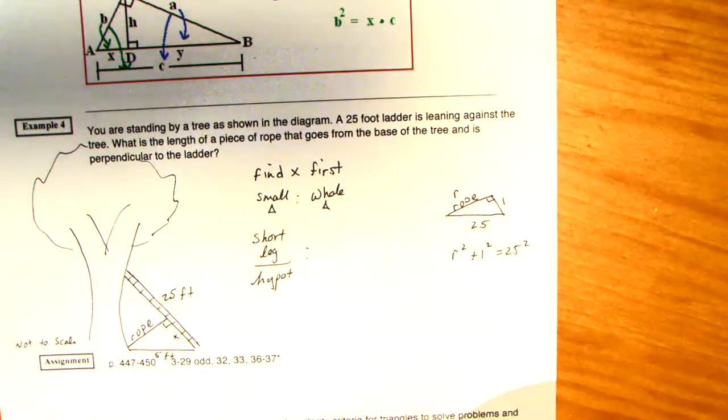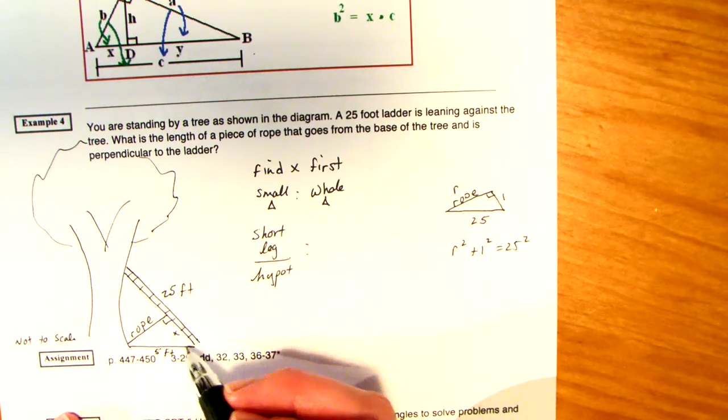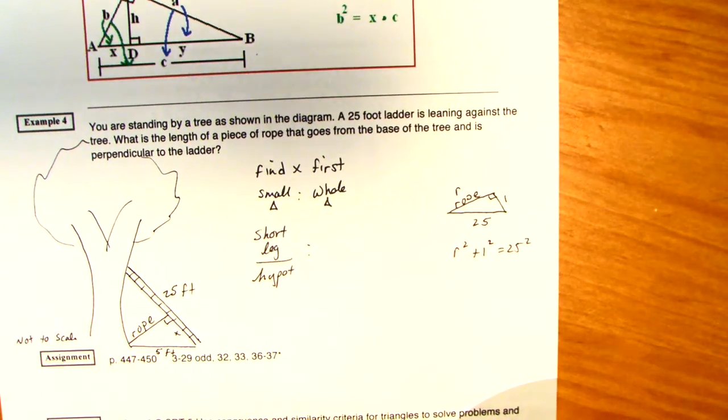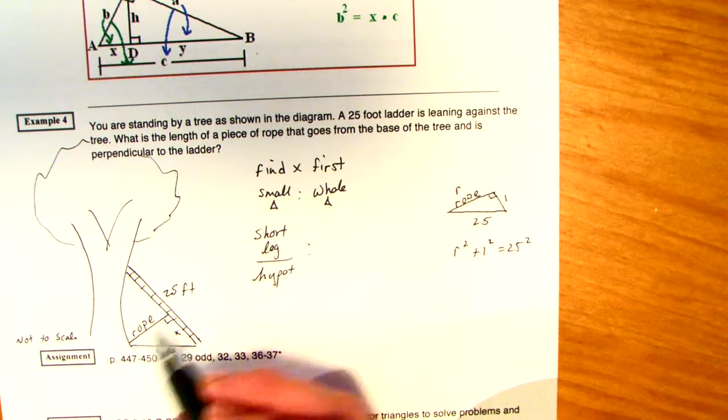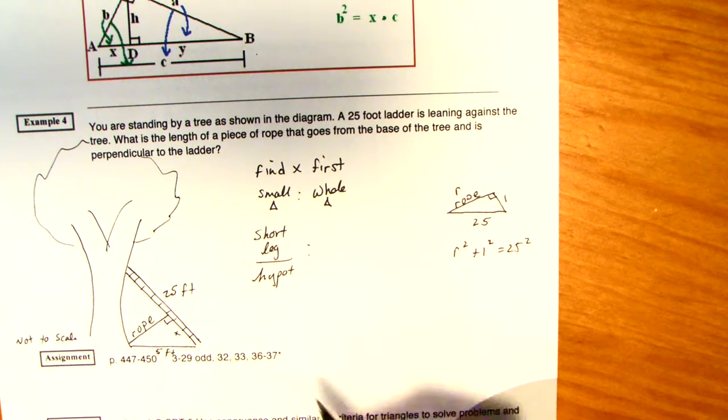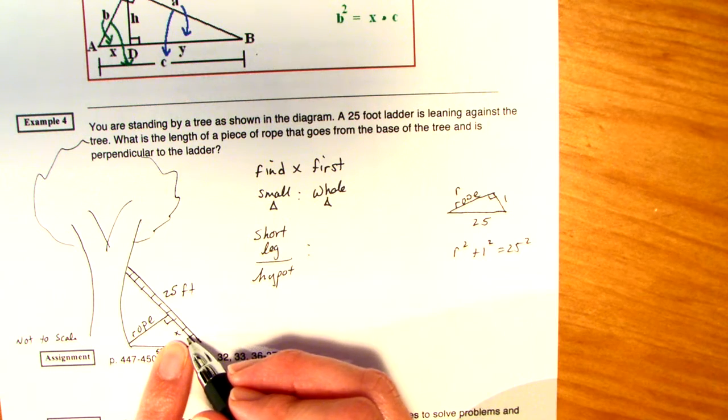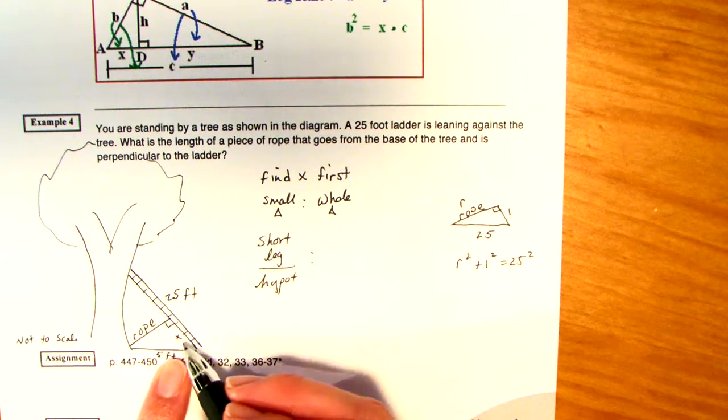So we have a tree. Now you're standing by a tree and there's a 25-foot ladder. Obviously this is not to scale. It's leaning against a tree. What is the length of the piece of rope that goes from the base to the tree and is perpendicular to the ladder? So we're trying to find this, but before we find this, we have to find this little part first, okay? So we're going to find this x first.